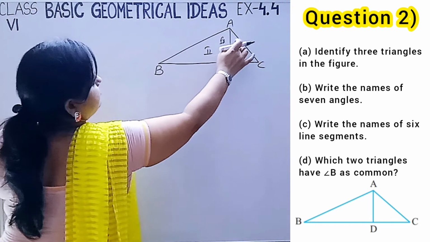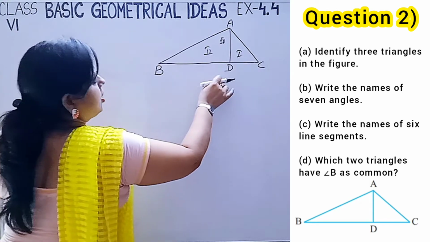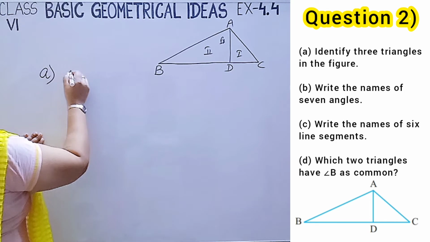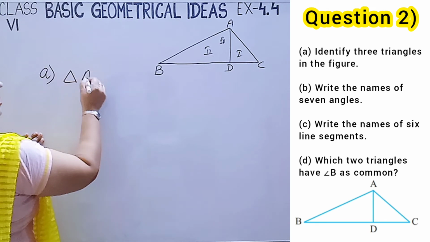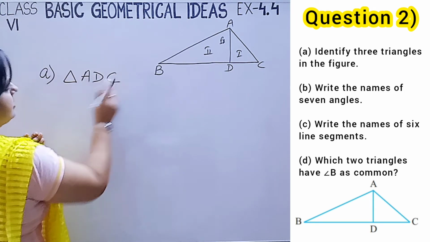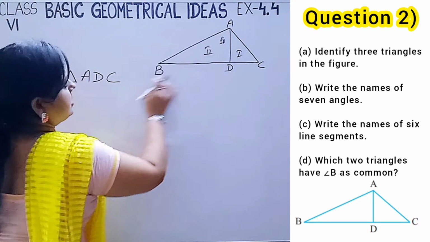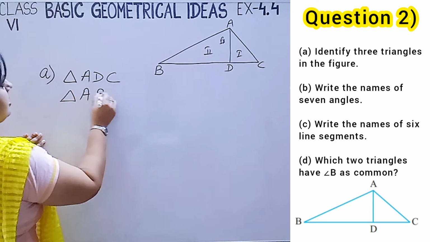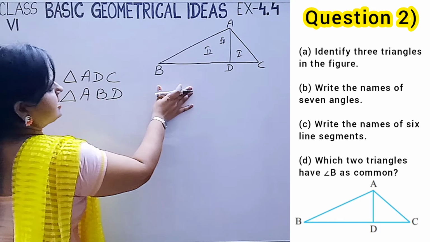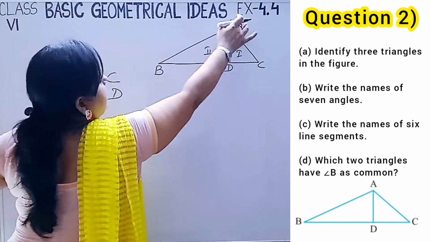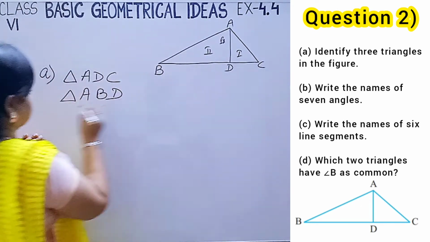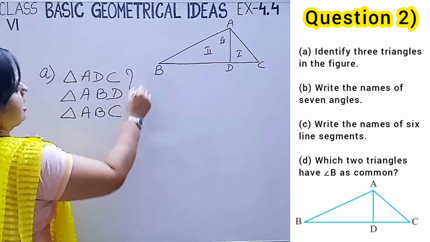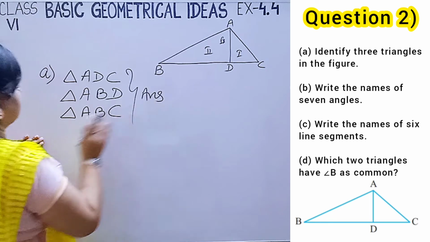So the first one is triangle ACD or ADC. Triangle ADC. Second triangle ABD. Triangle ABD. And the last one is this big triangle ABC. Triangle ABC. Answer.